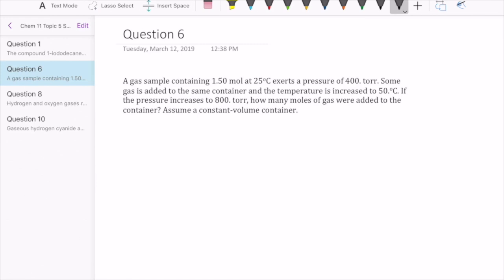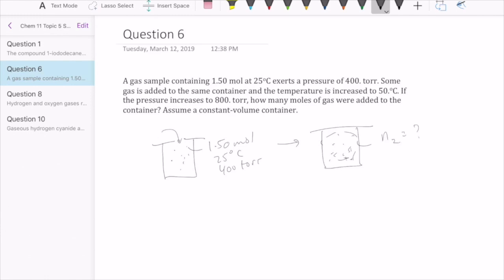Okay, so let's kind of draw this out a little bit. So we have a container that originally have some gas in it, and the amount of gas is 1.5 moles. Temperature was 25, and pressure is 400. And what we did is we let some more gas in here. The amount of gas has increased, and so we don't know by how much. So the number of moles in the second condition is unknown, but the pressure now in the second condition is 804, and the temperature in the second condition is 50 degrees Celsius. Okay, so you can write these ones as the first condition, T1 and N1.